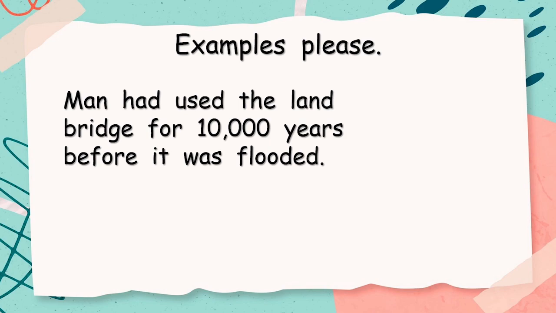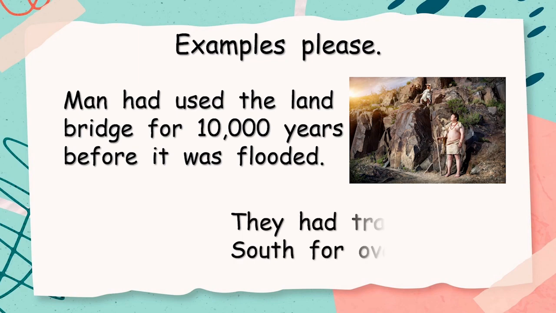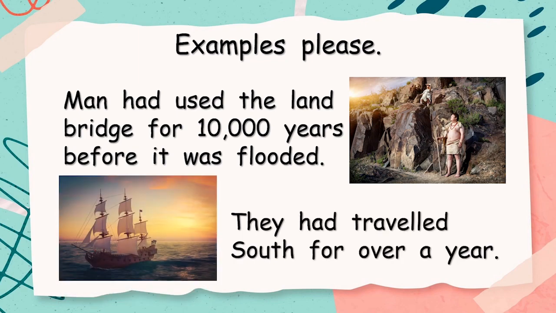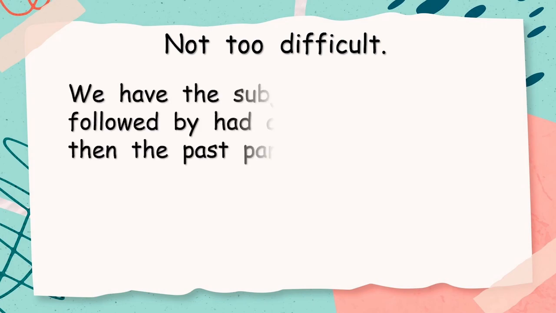Man had used the land bridge for 10,000 years before it was flooded. Another example. They had travelled south for over a year. So they're two good sentences using past perfect. So it's not too difficult. We have the subject, followed by had, and then the past participle.